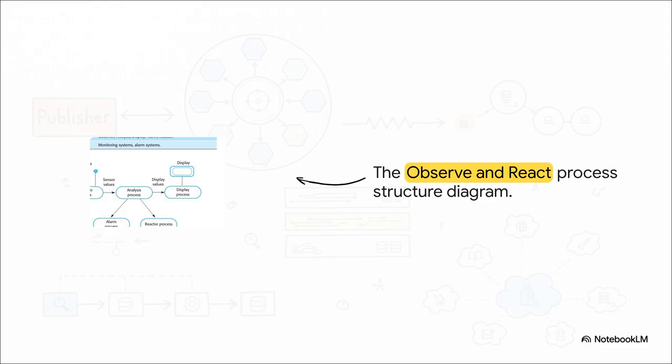But if that analysis process detects an exceptional condition, something out of the ordinary, it reacts. It triggers a display process to notify an operator, or it sets off an alarm process, or it might even fire up a reactor process to take immediate preventative action to minimize the damage.